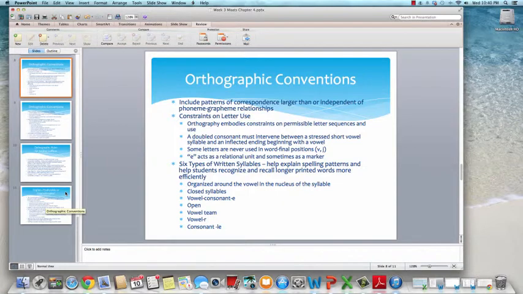All right, orthographic conventions. This includes patterns and correspondence larger than or independent of phoneme-grapheme relationships. So this is where the syllable influence comes into place. There's constraints on letter use. We also know that we can never begin a word with TCH, but I will never forget, I was at the Louisiana Speech and Hearing Conference in New Orleans, and I'm listening to Ken Oppel, who is a renowned linguist, SLP researcher, and speaks a lot about morphological awareness, which is the awareness of morphology, its influence on spelling and spelling rules. And he says you can never begin a word with TCH.